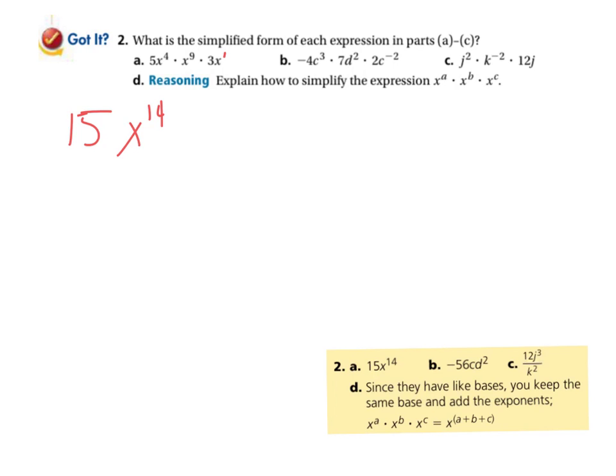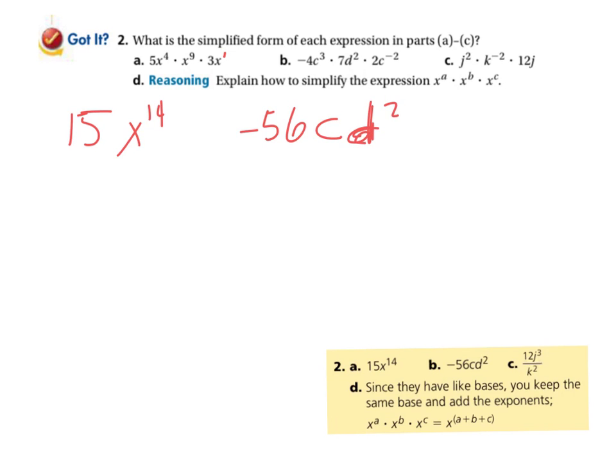B, we're going to multiply the coefficients first. So negative 4 times 7 times 2 is negative 56. I expect you guys can all do that. And then the c cubed and c to the negative 2 becomes just c, right? 3 minus 2. And then nothing to combine with the d squared, so we leave it alone.